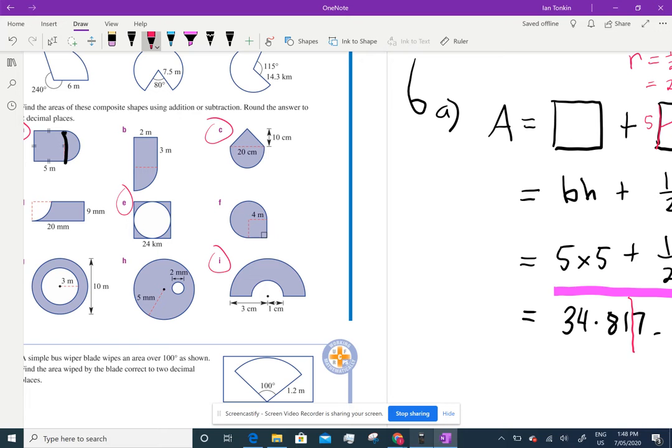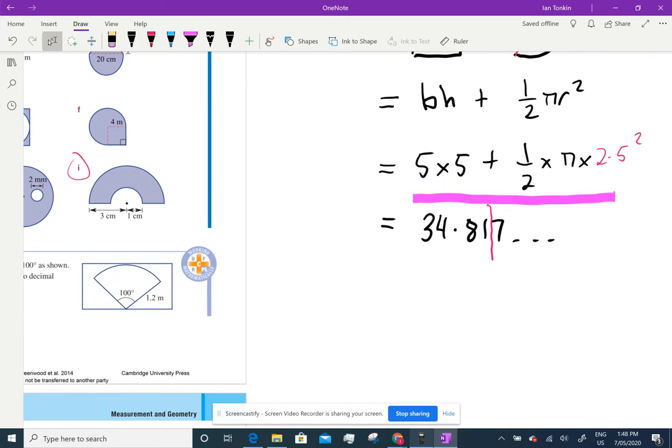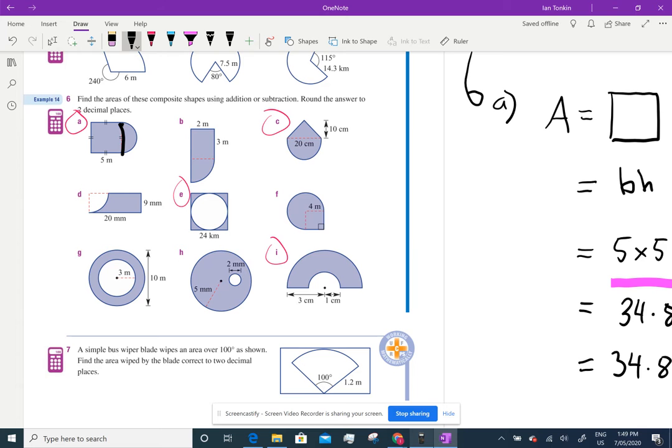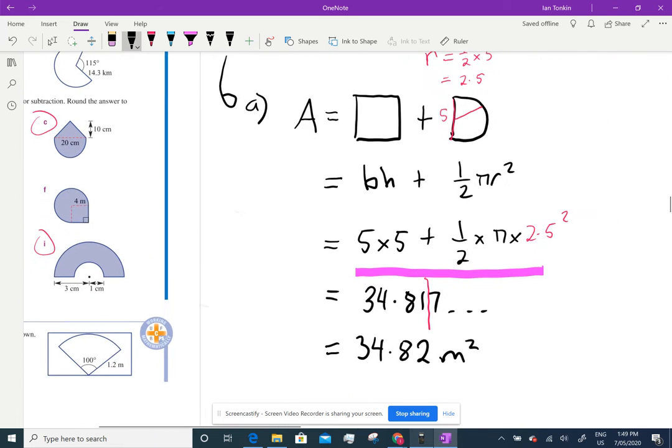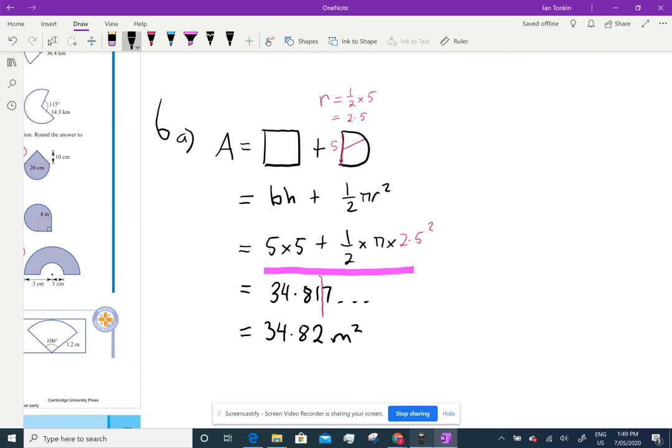So I'm going to draw a red line there. I'm going to look at the number behind that red line and decide whether or not I'm going to round up. So 34.8, the number behind the red line is 5 or more. So I'm going to make that a 2. And my units are metre squares. So there's a case where you add. Now 6C is very similar. It's another add. So let's have a go at it.